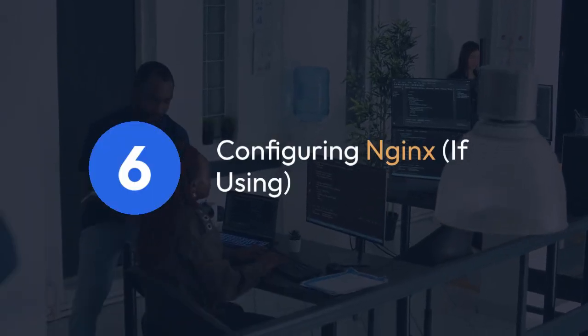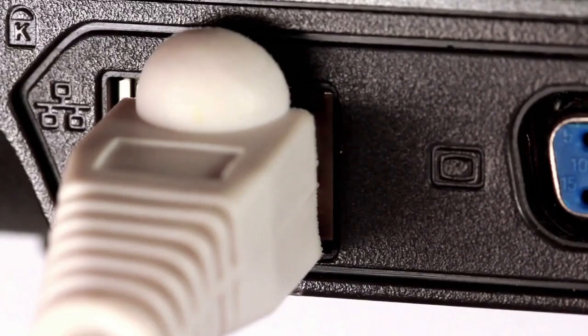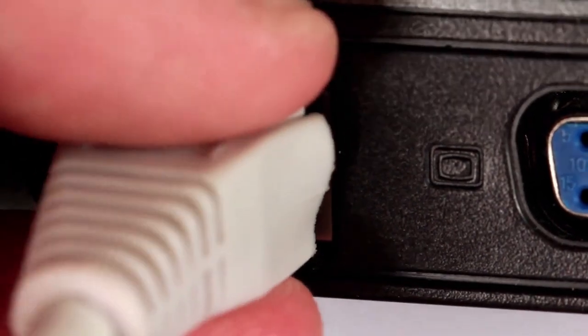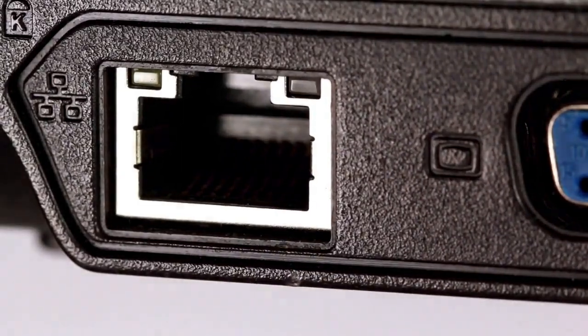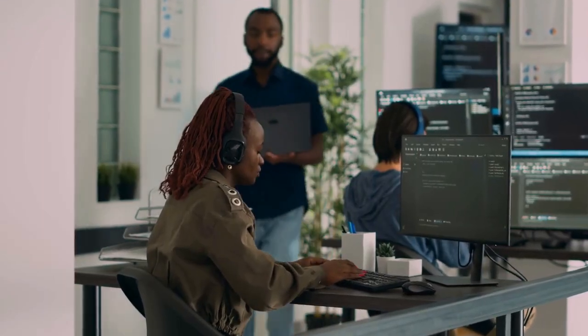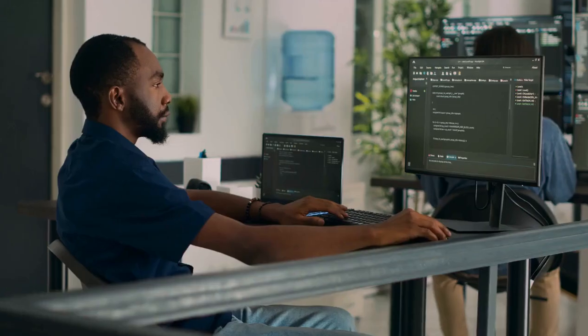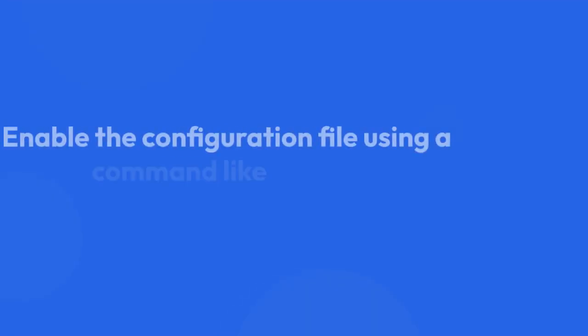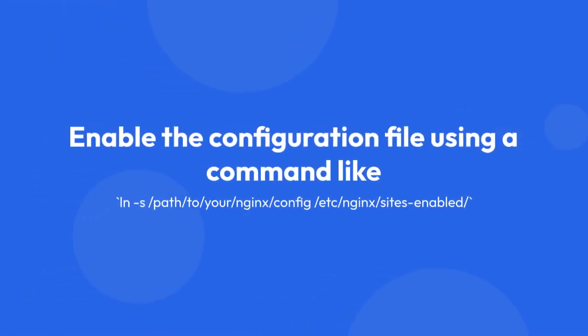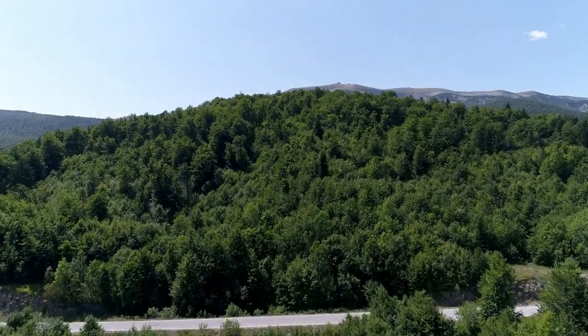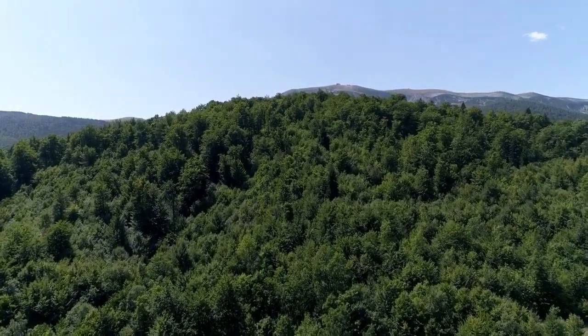6. Configuring Nginx, if using. You'll need to create an Nginx configuration file, often in /etc/nginx/sites-available or a similar directory. This file directs incoming requests to Gunicorn. The config should define which domain or IP address to listen on, proxy the request to Gunicorn's port, 8000 in our example, and handle static files appropriately. Remember to enable the configuration file using a command like ln -s, path to your nginx config, etc. nginx/sites-enabled. The precise configuration will vary depending on your Nginx version and setup.